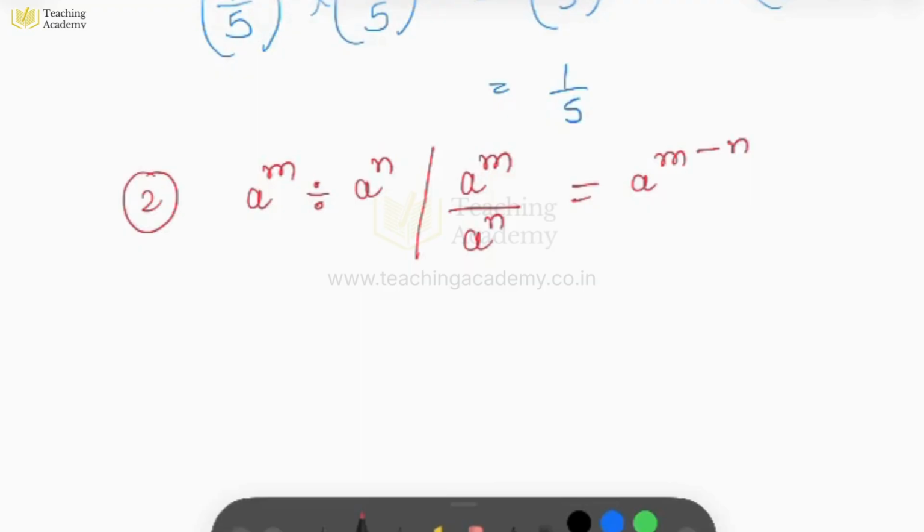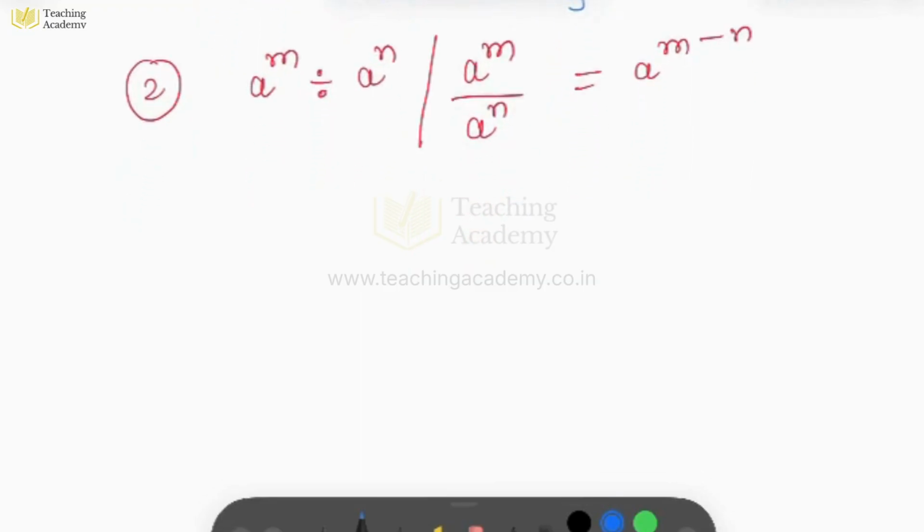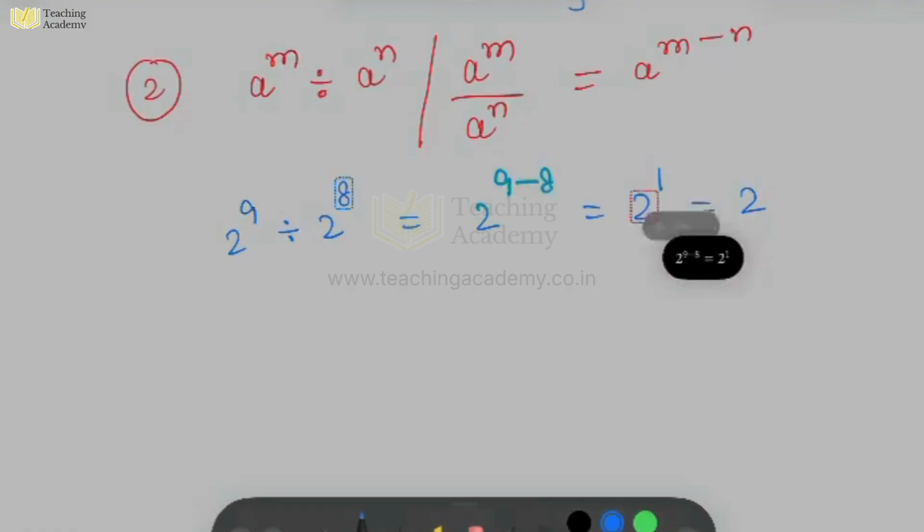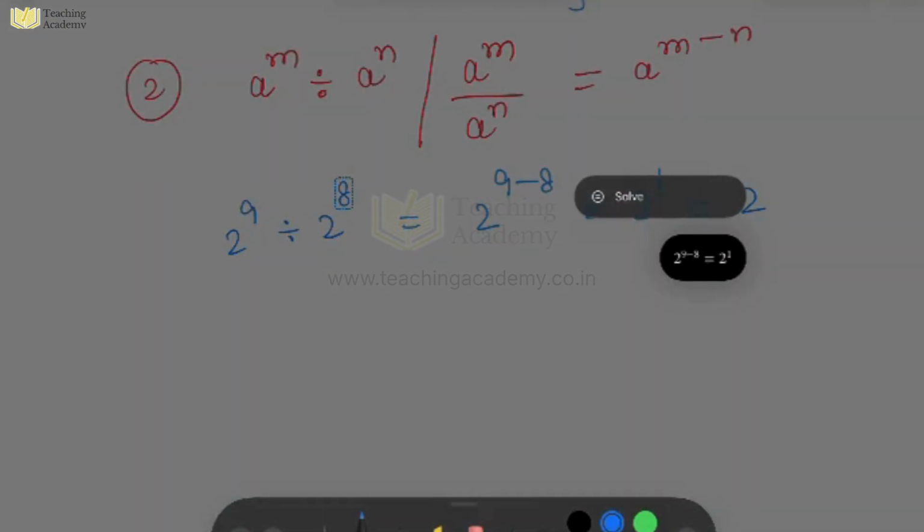Okay, let's take a few examples to understand it better. If I'm writing 2 to the power 9 divided by 2 to the power 8, okay, so that is very straightforward, which is 2 to the power 9 minus 8, which gives you 2 to the power 1, which is exactly equal to 2.